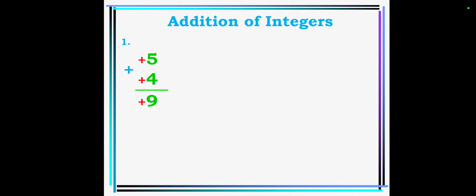Again, for the positive symbol, you can just disregard it, right? Remember that it is still positive even if you don't write the positive symbol. Number 2, we have negative 5 plus negative 4. If you owe 5 pesos and you owe 4 pesos, that means negative 9. That means you still owe 9 pesos. That means you owe something.